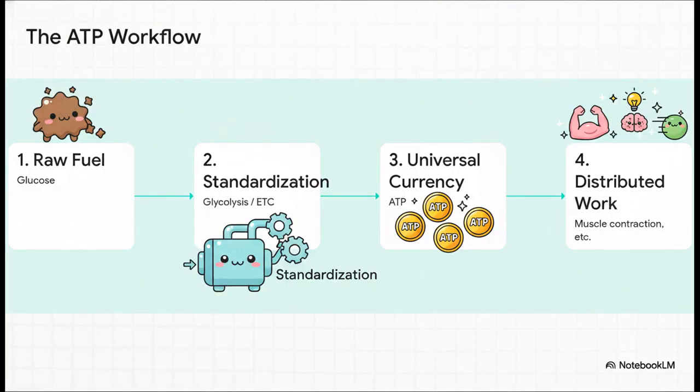So how does the cell actually make these little energy coins? Well, it starts with raw fuel, right? Like the sugar from the food you eat. Then it puts that fuel through these incredible chemical assembly lines, breaking it down and refining it into those perfect standardized ATP packets. And only then, once it's in that universal format, can that energy be sent out to do all the work, from making a muscle contract to firing a neuron.